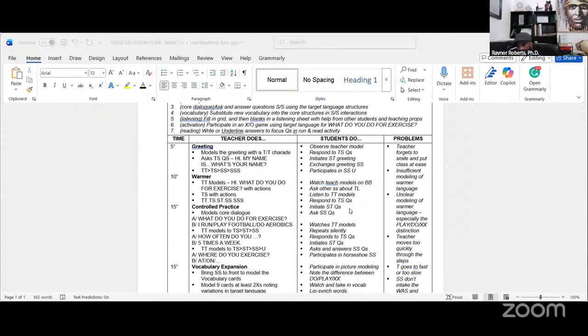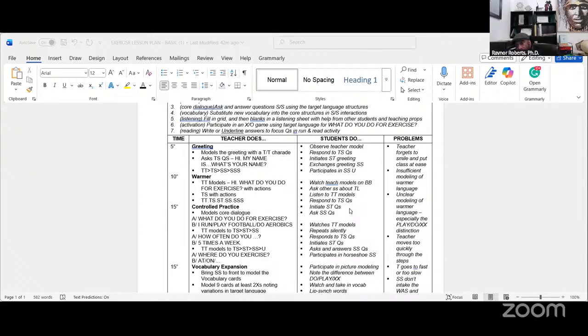Now, look at the next line to the far right. So, students do, teachers do. What do I want the students to do? I write that first, and then I ask myself, what do I need to do in order to get them to do it? That's teacher do. The next thing I ask myself, about how long do I need to take to do that? Right? So 5 minutes, 10 minutes, 15 minutes, right?